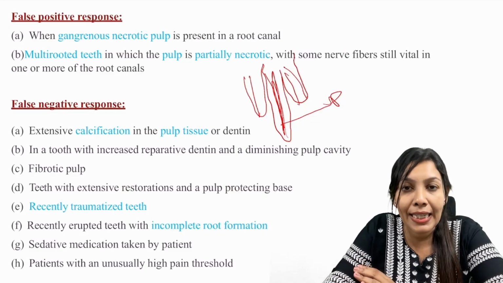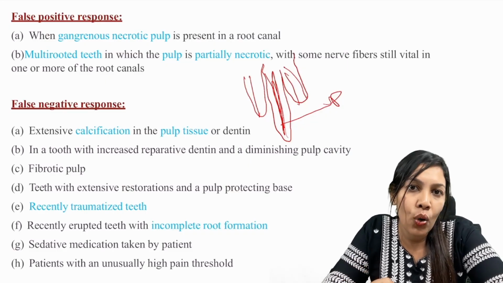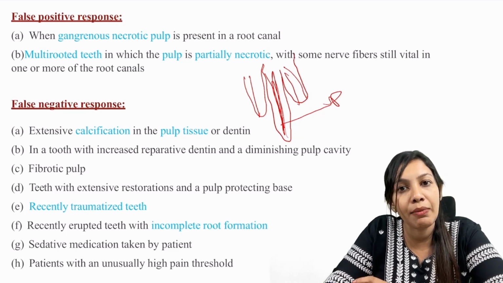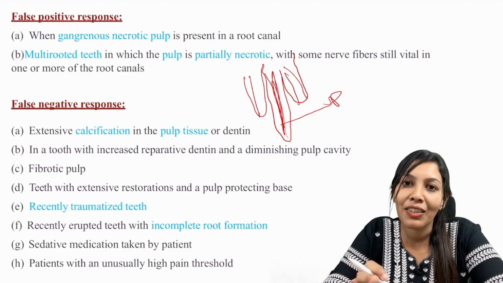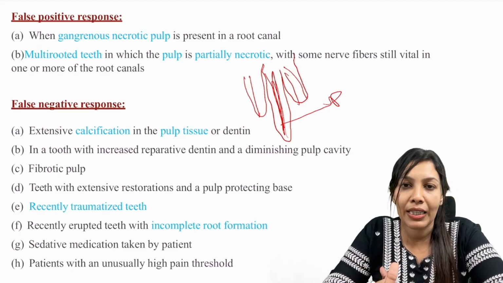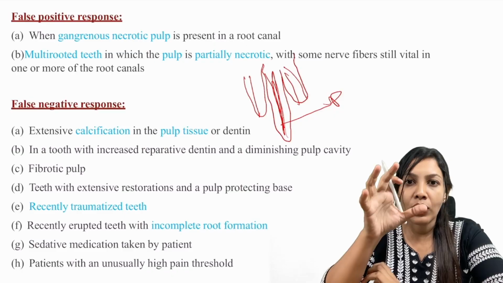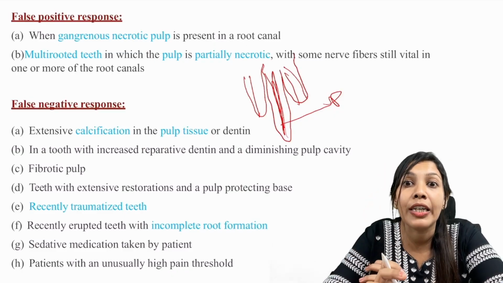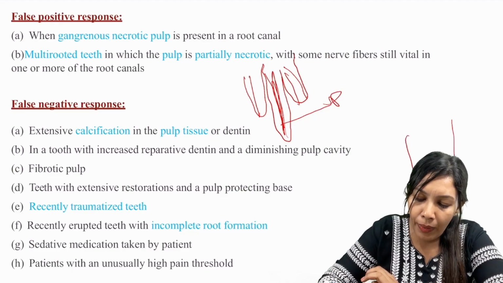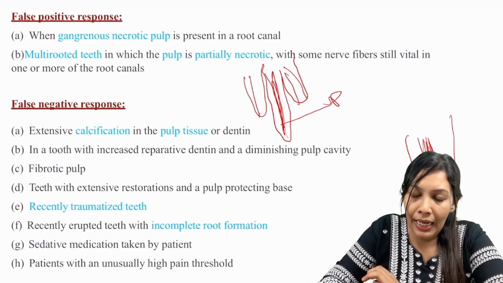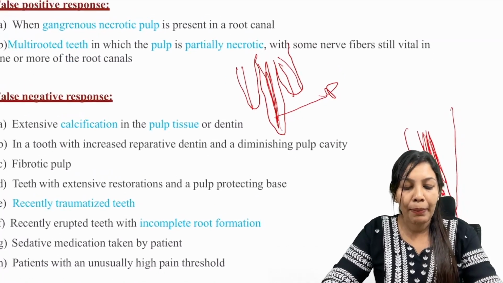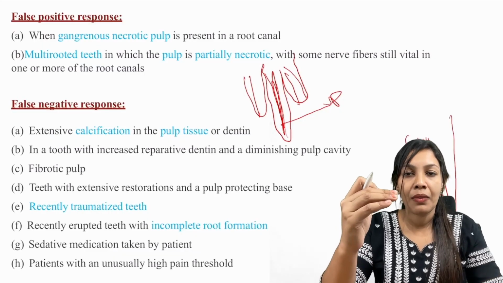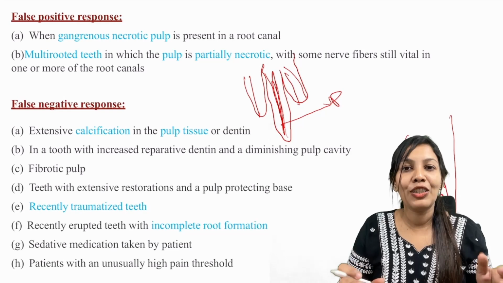Next is false negative, which means falsely showing that the tooth is non-vital. Negative means a negative result, non-vital. So the tooth might be alive, but it shows that the tooth is dead. In which conditions? In calcification cases, the tooth is entirely filled with calcified tissue, and there might be only a small amount of pulp present in some areas. But because of this calcification, the electrical current cannot pass, and it shows that the tooth is dead.